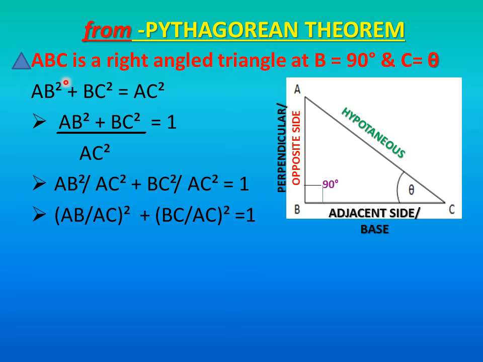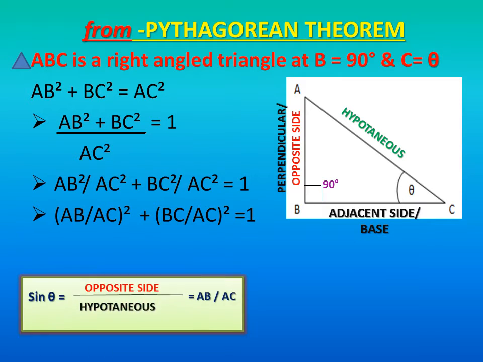Now if we divide this equation by AC square on both sides, we get AB square plus BC square upon AC square is equal to 1. Now we break it up, since AC square was common, so we get AB square upon AC square plus BC square upon AC square is equal to 1. Now this square upon this square can be written as AB upon AC the whole square plus BC upon AC the whole square is equal to 1.